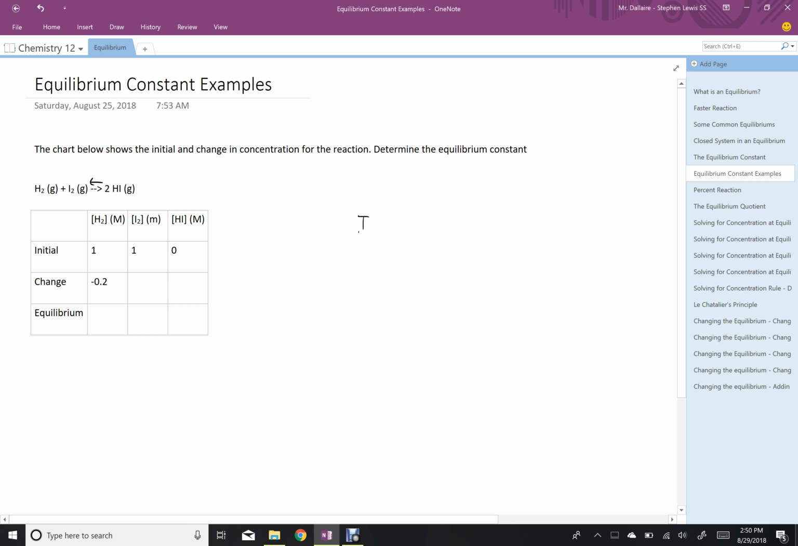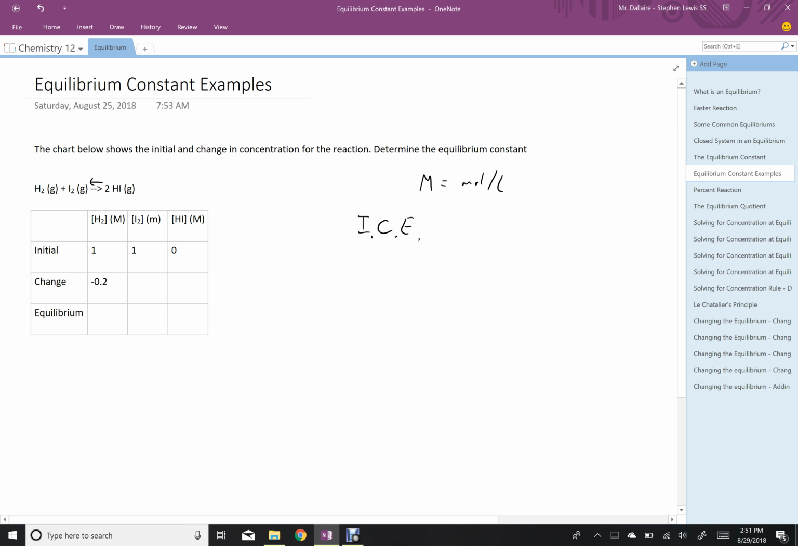Here is a chart that we're going to use typically to track the changes throughout an equilibrium. This is sometimes called an ICE chart, where the ICE stands for Initial Change Equilibrium. So with that in hand, what we're given here is an initial concentration of 1 molarity. Remember, capital M is a short form for moles per liter. 1 molarity of H2 hydrogen gas, same of iodine gas, and no hydrogen iodide to start.